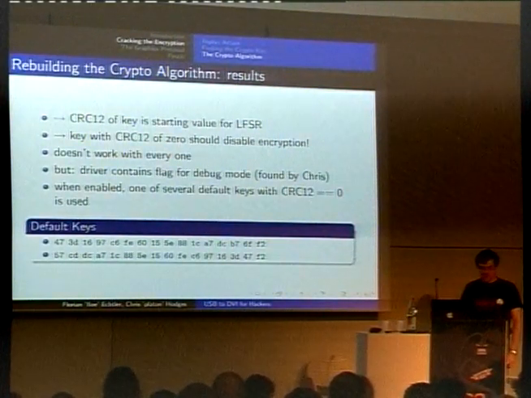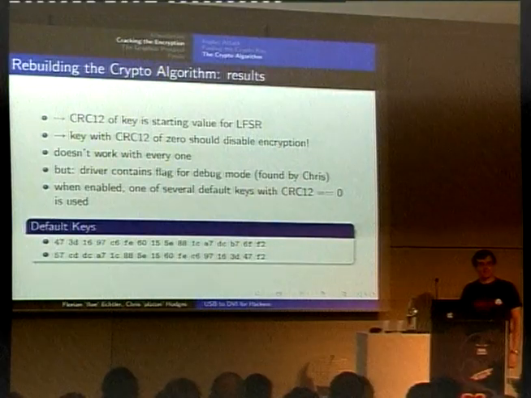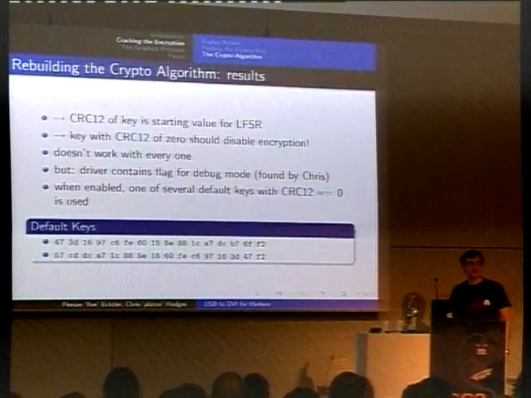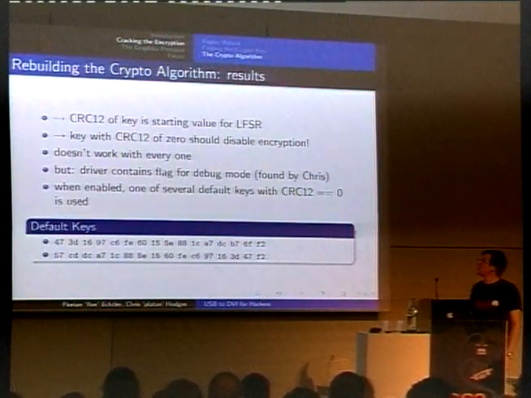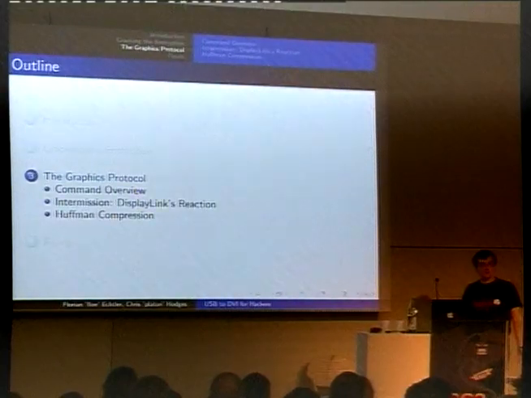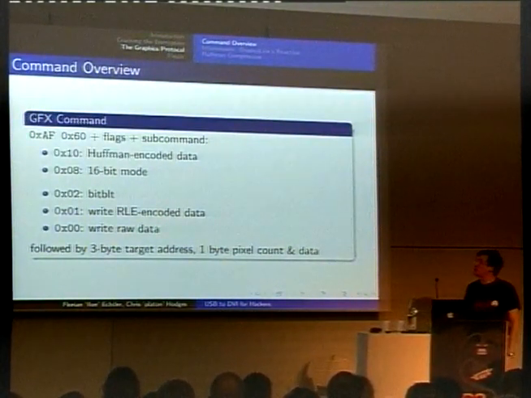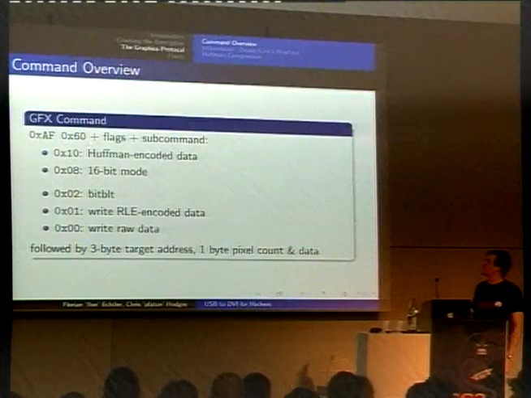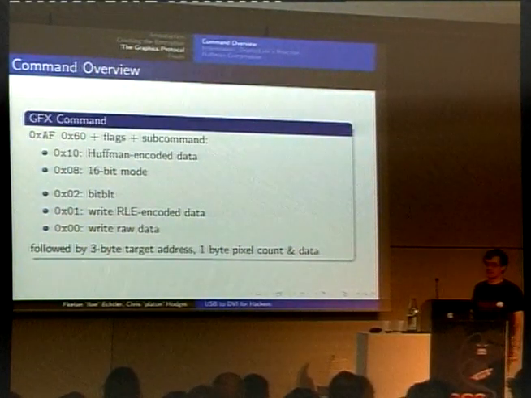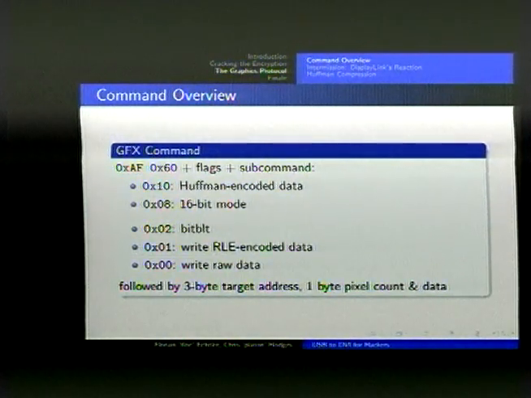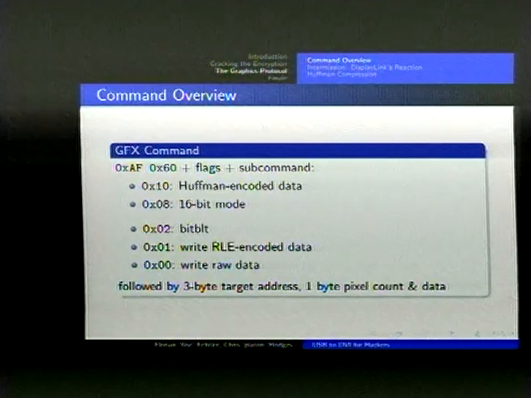Okay, so at this point, we were now able to capture unencrypted communication between the device and the Windows driver. And so we were now able to start having a look at the graphics protocol. The protocol itself is, in fact, quite simple. I won't go into much detail here. So the most important command is just this graphics command. This is more or less the base value. And you have two flags which can be added, and you have three sub-commands. Most important are these two, basically.